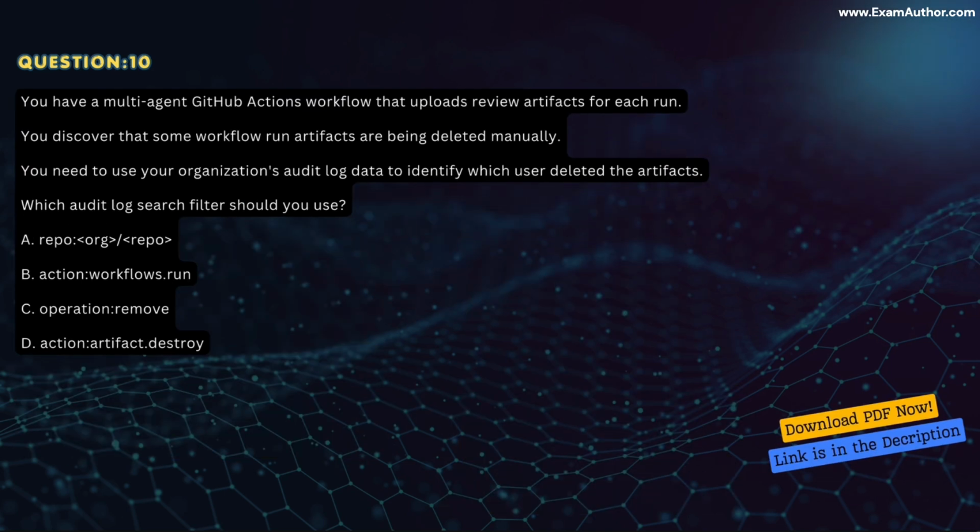Question 10. You have a multi-agent GitHub Actions workflow that uploads review artifacts for each run. You discover that some workflow run artifacts are being deleted manually. You need to use your organization's audit log data to identify which user deleted the artifacts. Which audit log search filter should you use?